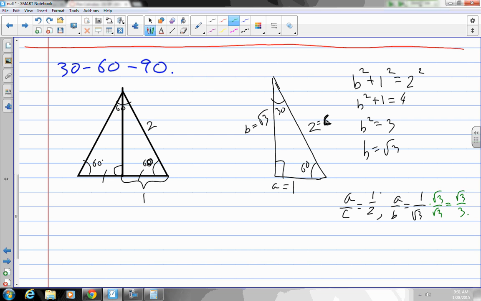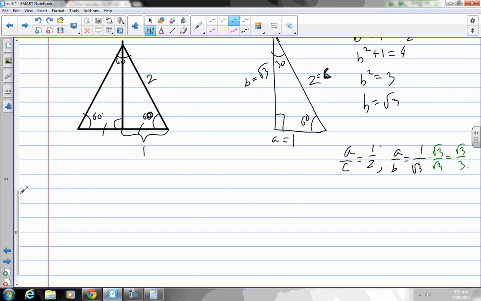Right? How about the B over C ratio? So B over C is square root of 3 over 2. And again, I can just set up anything in this case, right? And again, these ratios will be true regardless of the size of that triangle. Okay? Regardless. Let me give you an example.